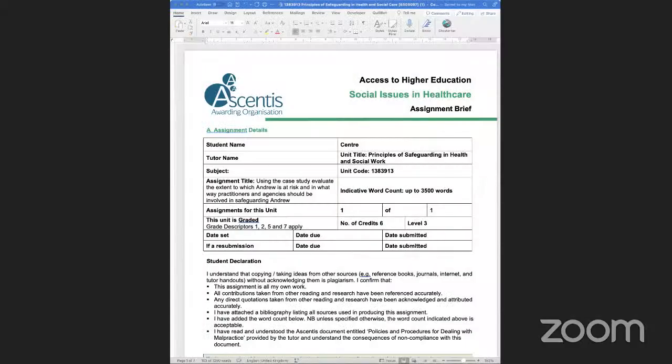Look at a couple of things to show you regarding the assignment and obviously how to go about doing the assignment with a case study.